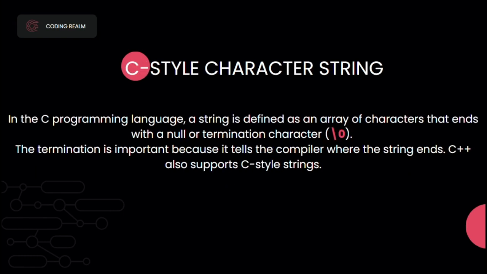The C style character string. In the C programming language, a string is defined as an array of characters that ends with a null termination character. The termination is important because it tells the compiler where the string ends. And C++ also supports C style strings. It means in C++, the string's array ends with the termination character.